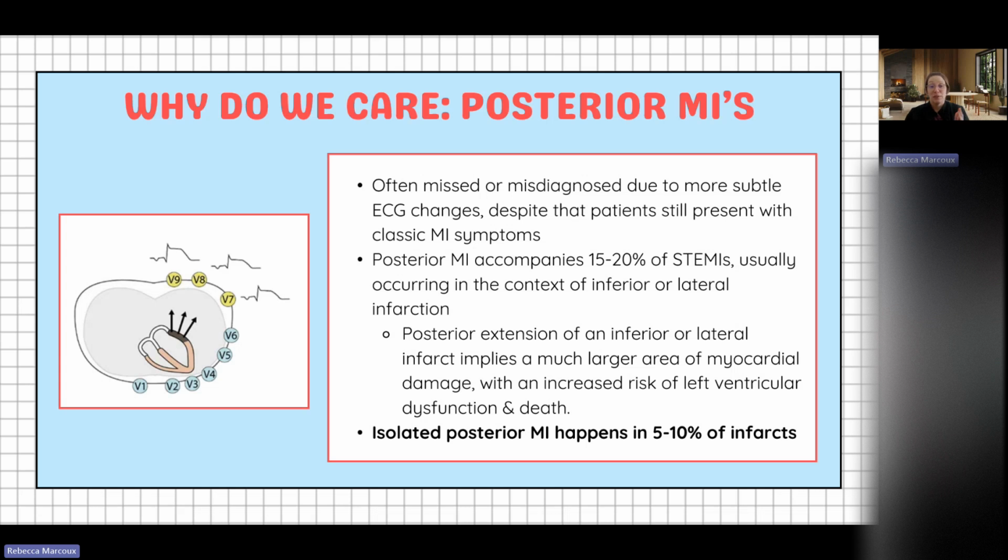And the reciprocal changes, which we're going to talk about for our posterior MIs, often show up as ST depression in our 12 lead, which can then sometimes be misdiagnosed as an NSTEMI. And ultimately, the treatment for an NSTEMI versus a STEMI is eventually the same. Eventually, they're going to be transferred to a cardiac center. They're going to receive a cath. They might need a stent or a bypass. However, the urgency of the situation is much different.